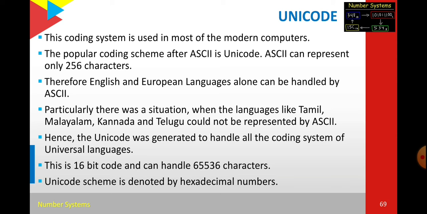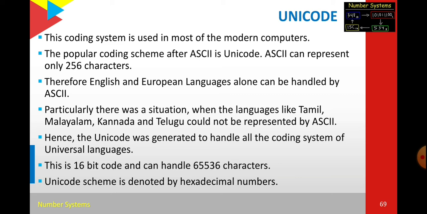Okay, ASCII also has two versions, ASCII 7-bit code and ASCII 8-bit code. Now you can see Unicode is a 16-bit encoding system. We can represent 2 power 16 characters. So this encoding system is used in most of the modern computers. The popular coding scheme after ASCII is Unicode. There are several encoding systems available, but the most popular scheme is first ASCII, and after ASCII is the Unicode system.